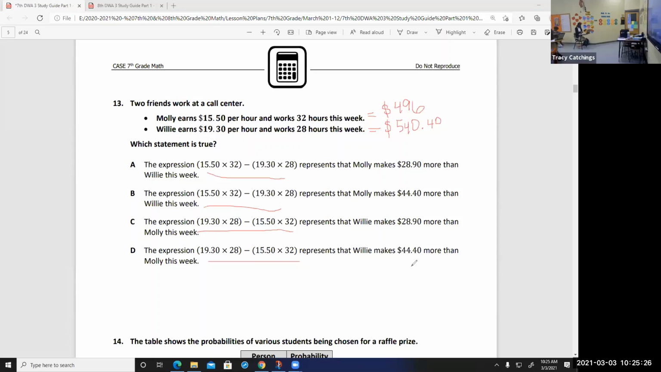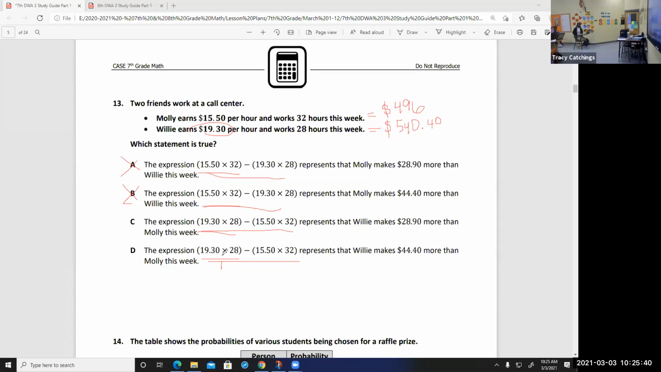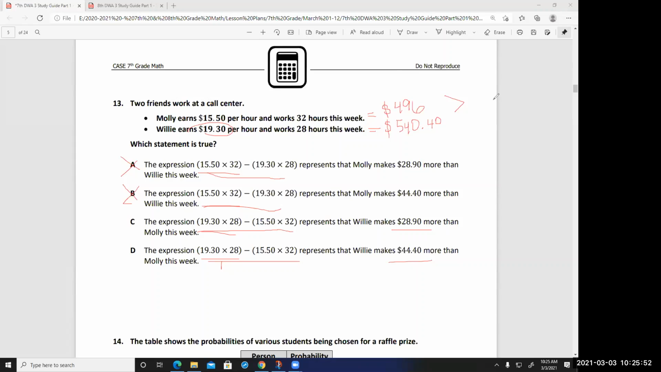All right, who made more money? Will. So that means Will's stuff needs to be in the front. So what can I eliminate? A and B. Will earns the most, so that means he is going to be doing a subtraction. All right, so then they subtracted the value. So go ahead and subtract. D. Good job.